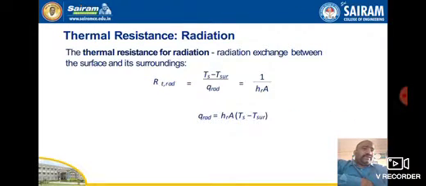So this is an example for radiation. For thermal radiation, the thermal resistance is like this. The rate of heat exchange between the surface and its surroundings is Ts minus T surrounding divided by Q radiation, or we can write it as 1 divided by hR into A, where hR is the heat transfer coefficient for radiation.